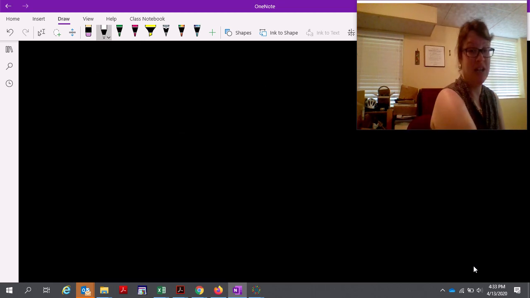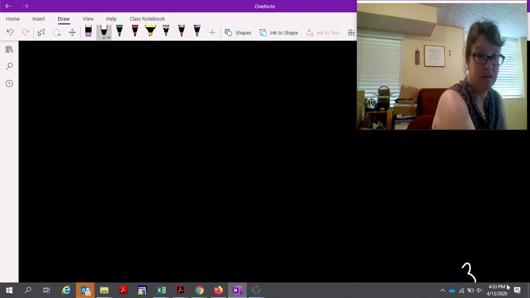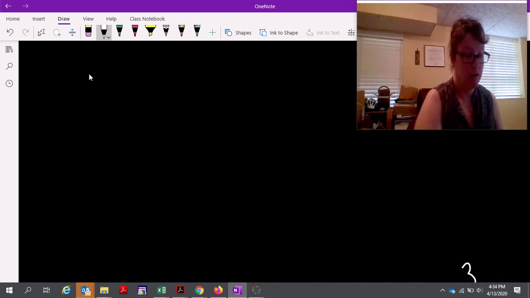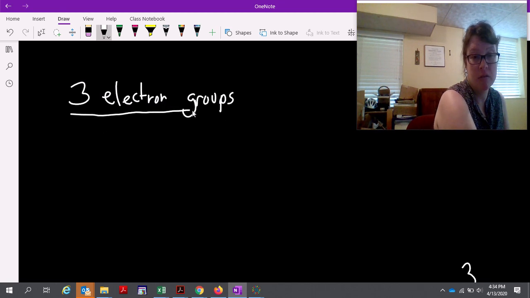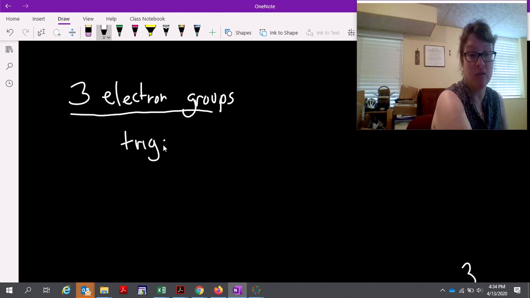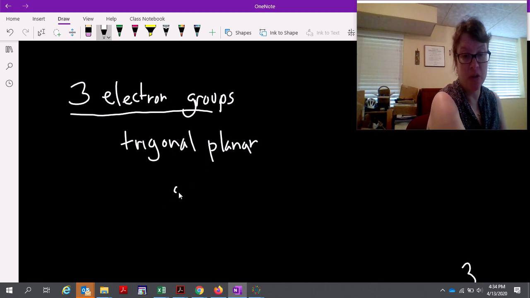Our next geometry is going to look at 3 electron groups. And so with 3 electron groups, we get a geometry called trigonal planar, which again, I have my central atom, and I have 3 groups coming off my central atom, and it is a 180-degree angle.